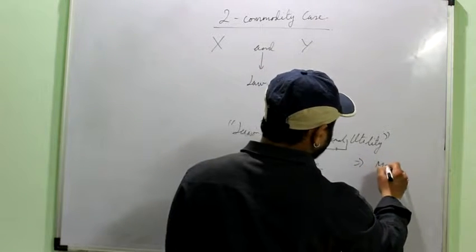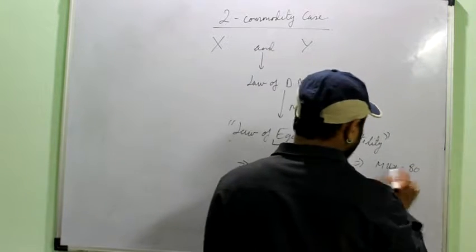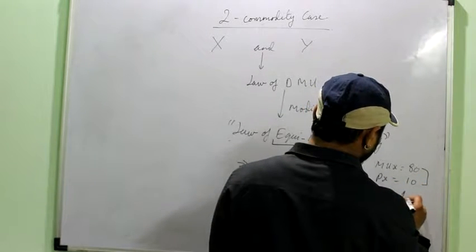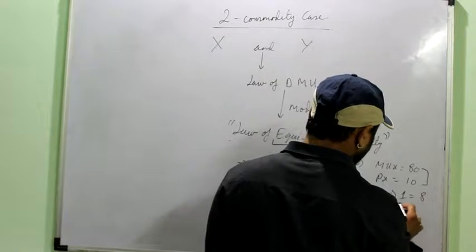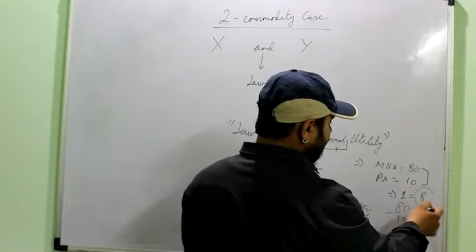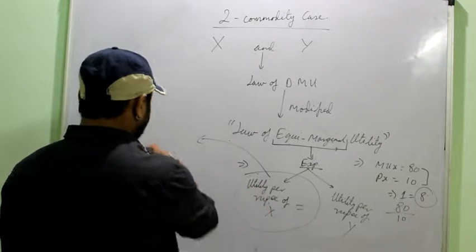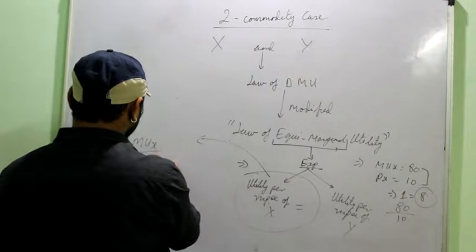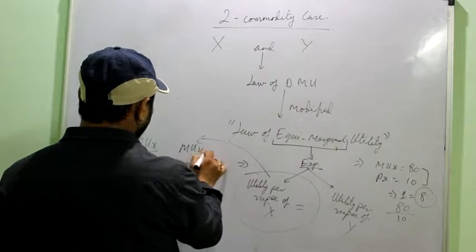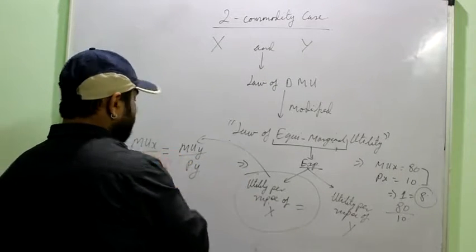As I gave you an example, say the marginal utility derived from a unit consumed of a commodity is 80 and the price of that commodity is say 10. So it means utility per rupee is 8, that is 80 divided by 10. Or simply you can say that if you spend 1 rupee on this commodity, you will get 8 utils of utility. So utility per rupee of X can be written as MUX upon PX, while utility per rupee of Y can be written as MUY upon PY. Right? And this law says that both should be equal.